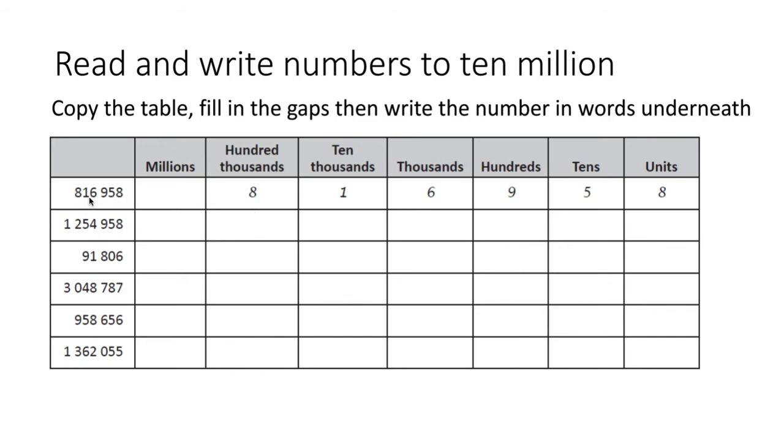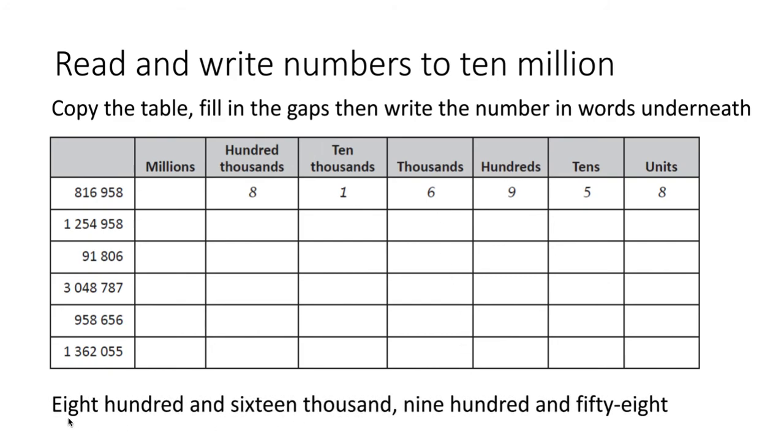There's 816,958: 8 hundreds of thousands, 1 ten of thousands, 6 thousands, 9 hundreds, 5 tens, and 8 units. So you need to do the same for all of the rest of them. Some of them do have millions, but not all of them have millions. Don't be fooled by that. And once you've copied the table and filled in the gaps, then write the number in words underneath. So this first one here, 816,958, written in words here.